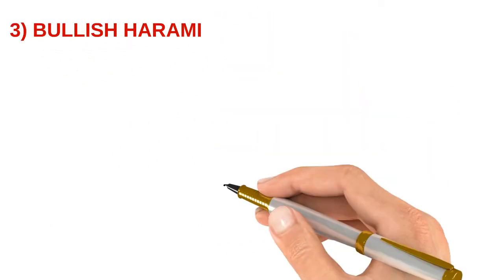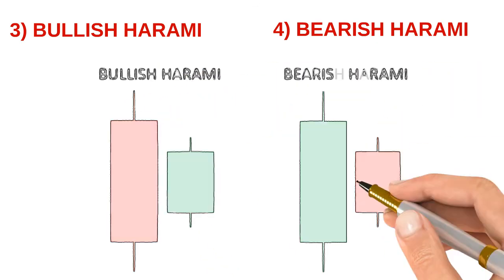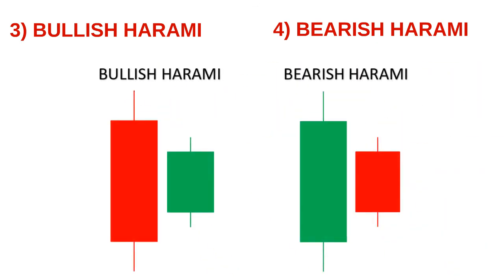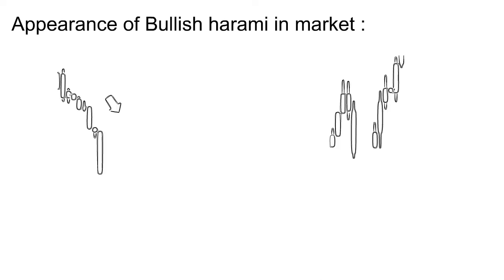Third type is bullish harami. In Japanese, harami means pregnant. Actually, candlestick patterns are of Japanese origin, so a lot of patterns are named after these Japanese terms. So coming to bullish harami, it requires two trade sessions for a clear conclusion. It usually appears at the bottom end while the market is in a downtrend.